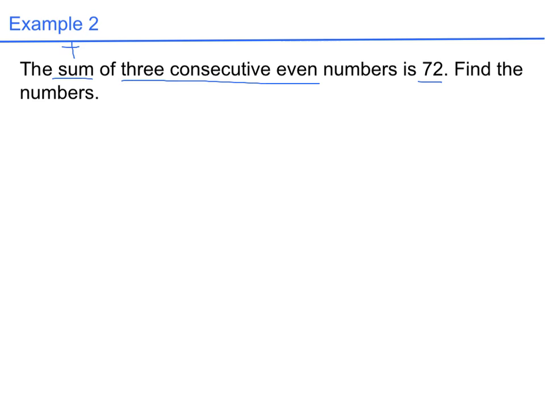That would be something like 2, 4, 6 or 12, 14, 16. 3 even numbers that follow on from one another. And we need those to add together to give us an answer of 72. So let's pick a pronumeral to represent our numbers. Again, because I like it, I'm going to call it x.